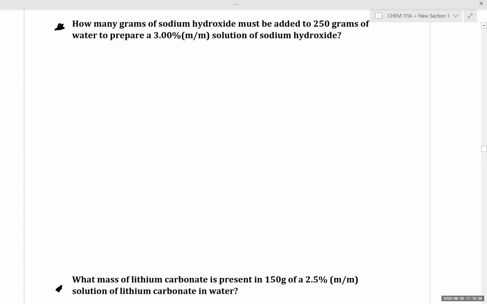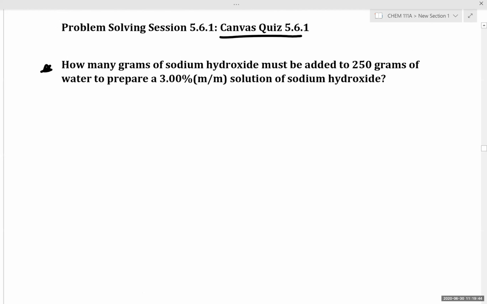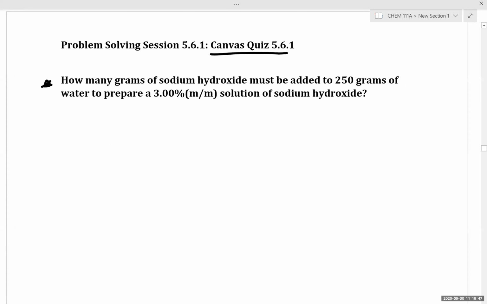So as almost the entire class has submitted a response and the responses look quite good, let's now look through these examples and let's discuss each of these problems in detail. In the first case, we're asked how many grams of sodium hydroxide must be added to 250 grams of water to prepare a 3% mass over mass solution.